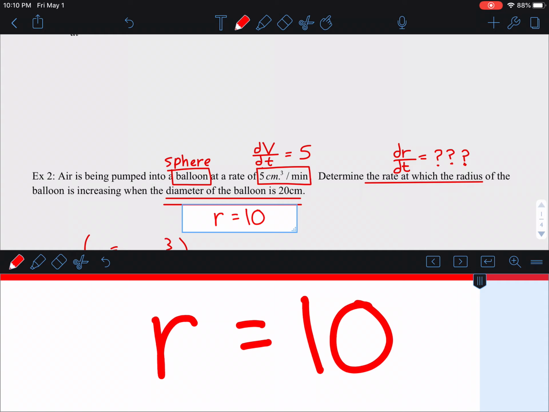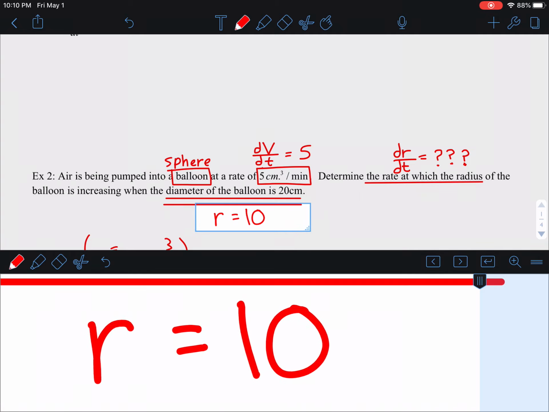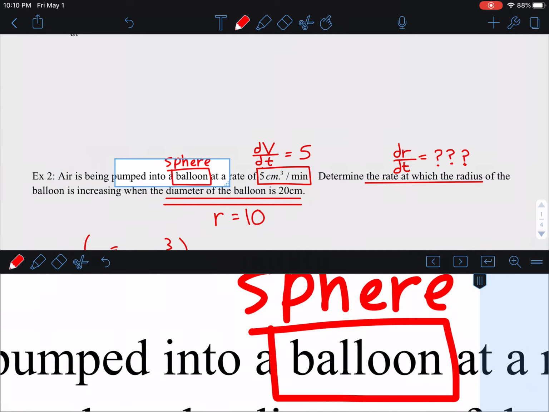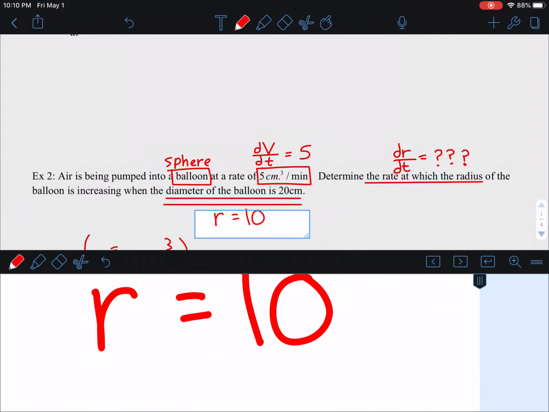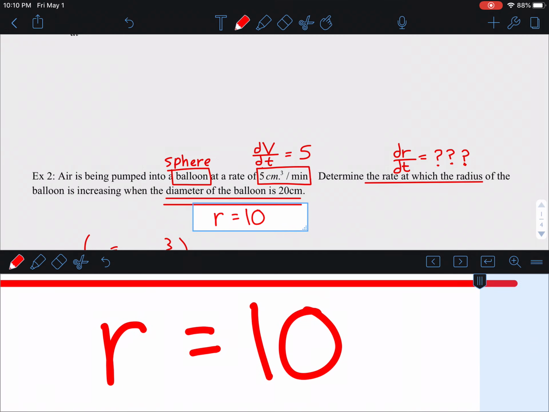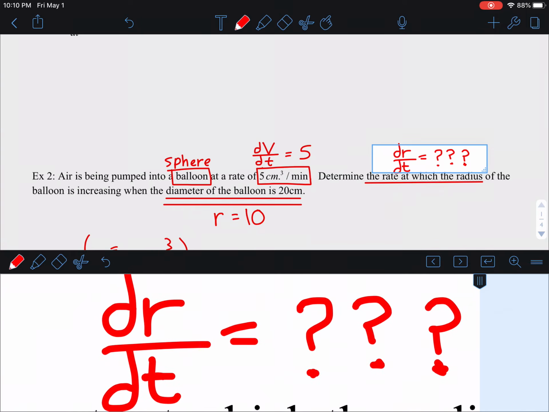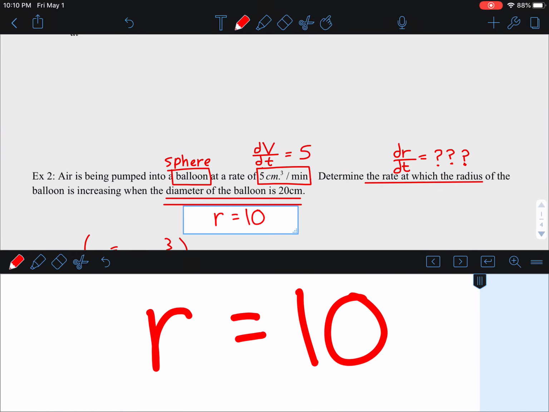Now, what's really important before we do anything else here is that you understand that the radius of the balloon is not always 10, right? Air is being pumped into this balloon. And so that R value, the moment we want to know what is the rate of change of the radius, at that moment, the radius is 10. This doesn't mean the radius is always 10, okay? And this is a key idea you have to think about when you look at these questions.